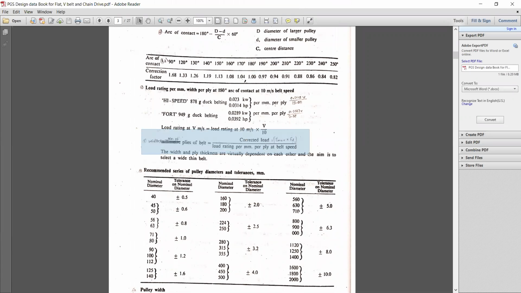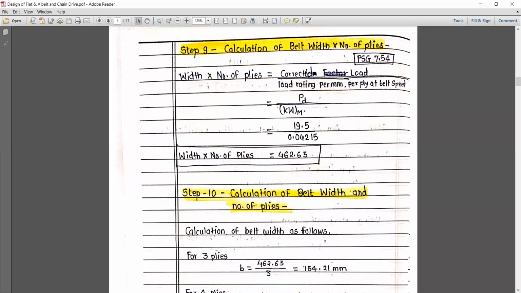Here the equation is given. Using this equation you can calculate the value, or you can say the multiplier factor, of width multiplied by number of plies of the belt. Based on this you can calculate this ratio, so that we can calculate the other parameters. Width into number of plies is equal to corrected load divided by the modified load rating per ply at the belt speed.